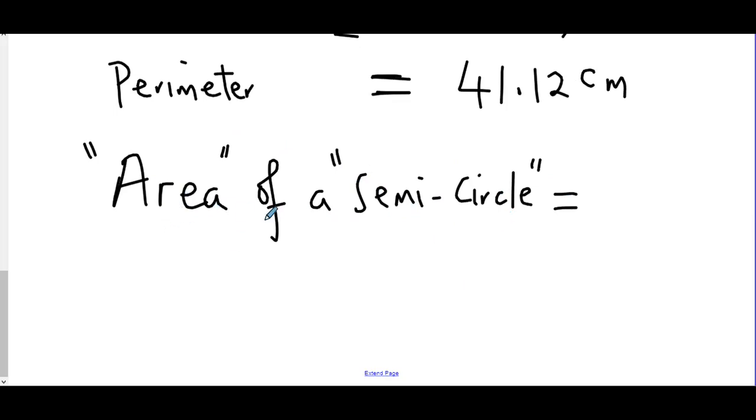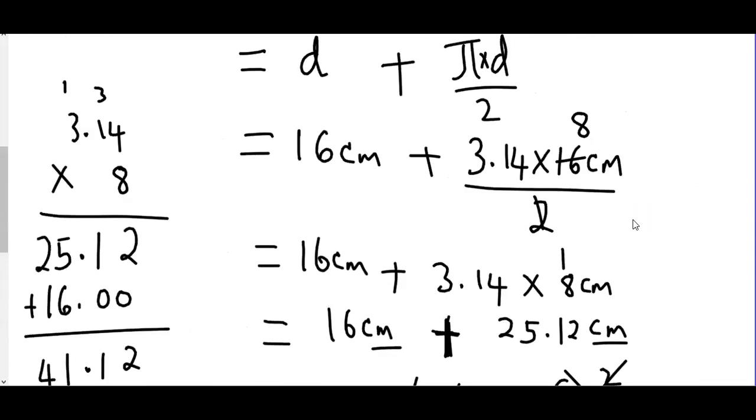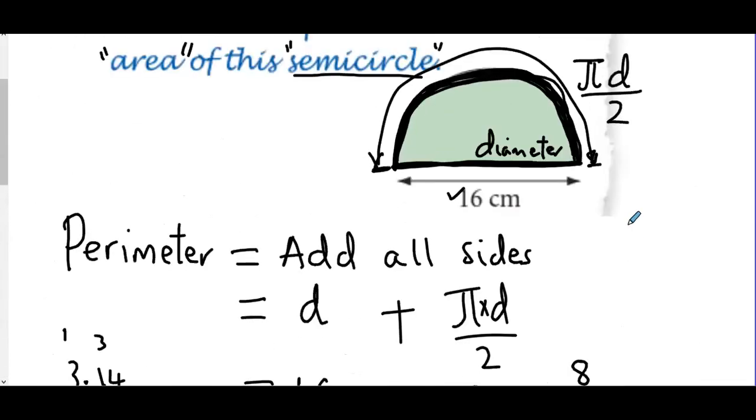So in that case, area of a semicircle will be the formula for the area of the whole circle, which is pi r square. Then go ahead and divide it by 2 because we are talking about area of semicircle. Now, the problem will be the formula for the area is using radius, r. But surprisingly, in the question, I'm given the diameter, 16 centimeters. This is the diameter.